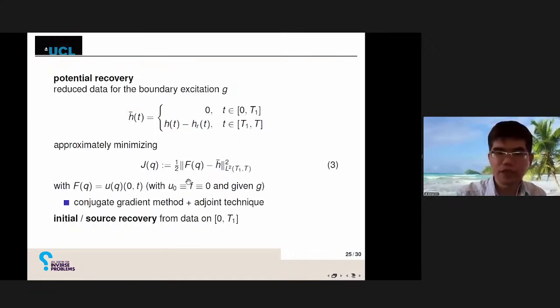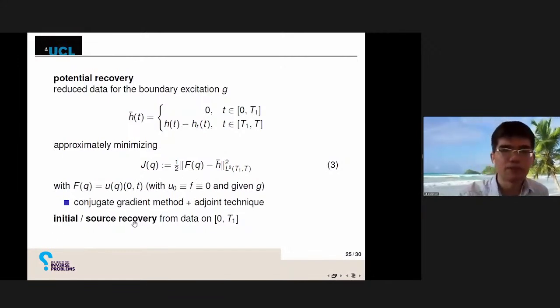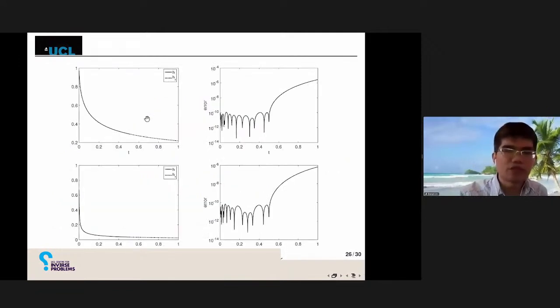Let me just skip the detail here. In practice, one can carry out this efficiently, for example, using some standard conjugate gradient method plus the adjoint technique to evaluate the gradient of this kind of function. And once we have done that, then we can also recover the source. Just go back to the first step. And let me just show you some numerical results to conclude the talk.